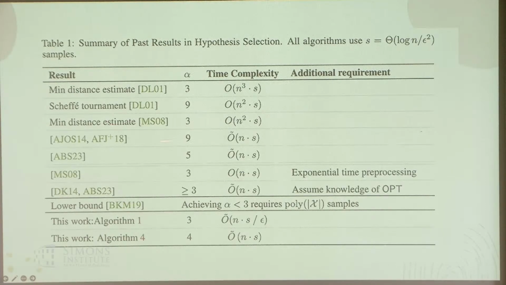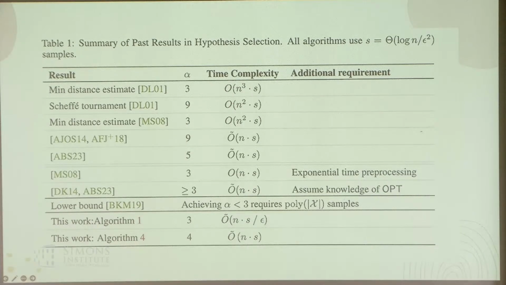From the very early work of Devroye and Lugosi, this is a table that I copied from our paper. Devroye and Lugosi proposed 2 algorithms. One of them achieves a better alpha, but it has higher time complexity. S here is the number of samples. So the time complexity is roughly O of n cubed. Let's ignore S. And then they argue that this is a seemingly worse algorithm in terms of accuracy, but it has a better time complexity.